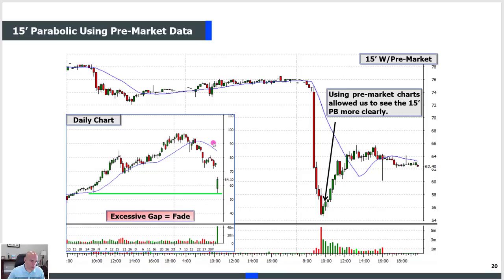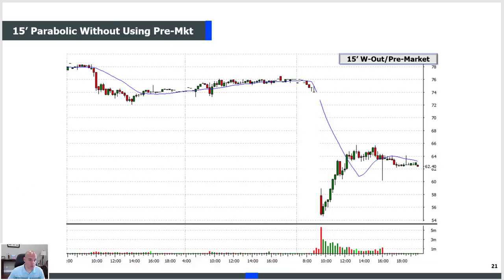Okay. Notice the excessive gap down. Now, some of you are going, that's not excessive. It is. The stock gapped from 73 to 54. That is an excessive gap. But without pre-market information or a pre-market chart, this is what it looks like.